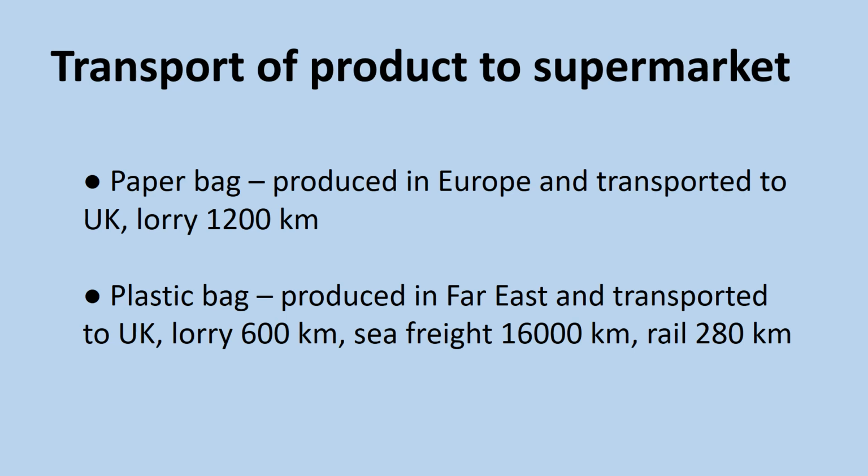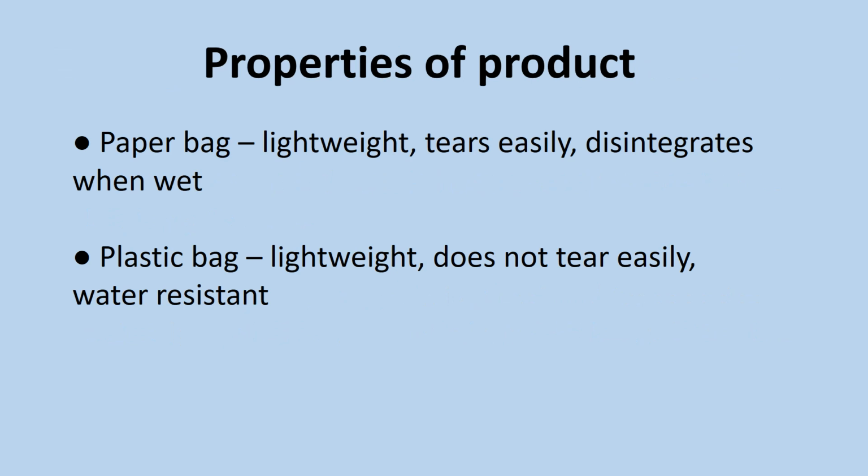Paper bags produced in Europe, transported to the UK. They're in a lorry for 1,200 kilometres. Plastic bag produced in the Far East and transported to the UK. 600 kilometres in a lorry, 16,000 kilometres of sea freight and 280 kilometres on the railway. Okay, lots of environmental impact there.